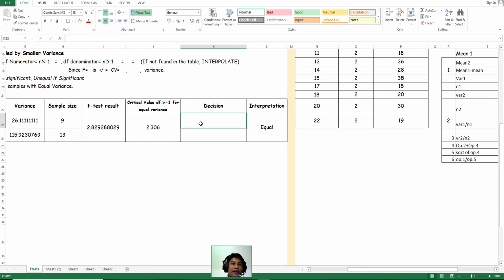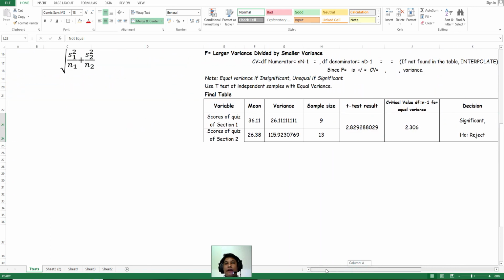So therefore, our decision is significant, and what will happen to our null hypothesis? Our null hypothesis will be rejected. So we have to reject, meaning not equal. The other researchers are also interested to know who is higher, who is bigger if they are not equal. For sure, one is higher or bigger than the other.